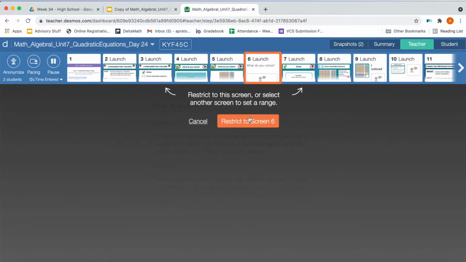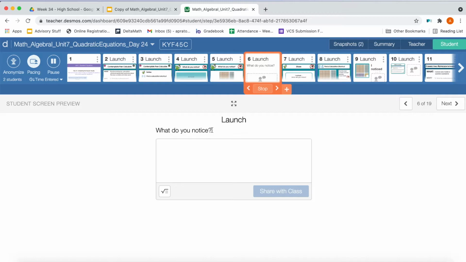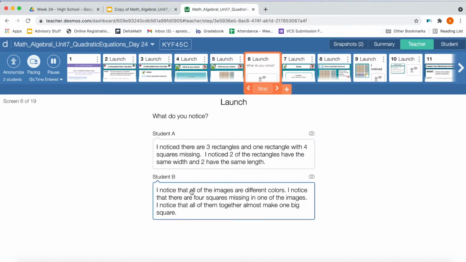Oops, sorry. So I just want them on this slide. What do you notice about those images? So you gave them that time to think about it. Now they're going to share what they noticed without looking at the images. What do they remember? What stood out to them? And so if I go to teacher, you can start getting student responses.